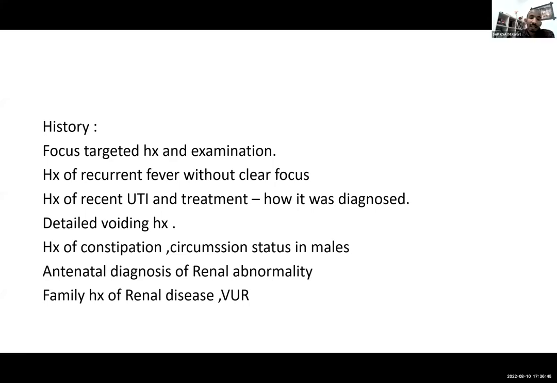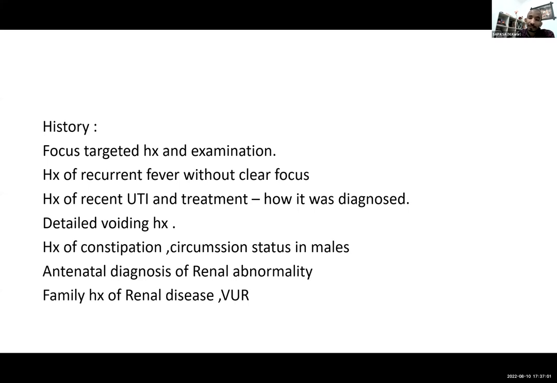History of recent UTI and treatment. If you have a child who is presenting to the casualty every time, and sometimes they are giving him treatment for UTI but without urine culture, we need also to put this in mind. You need to put this in the history.